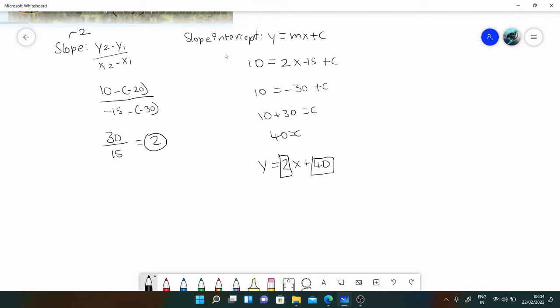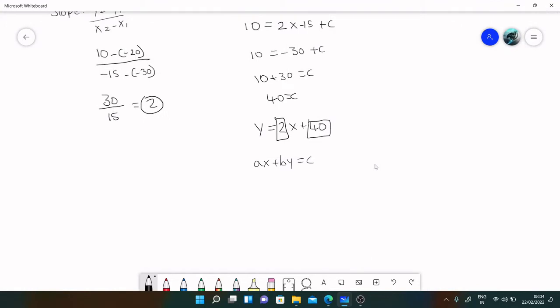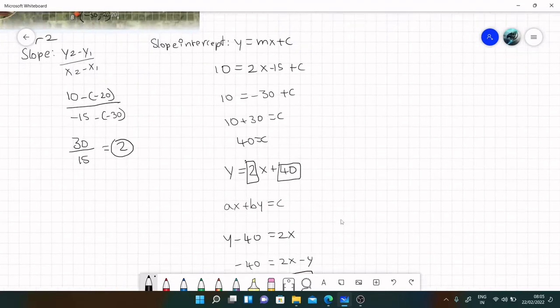Let us convert this to the standard form. A standard form is ax plus by equals c, right? So let us take 40 to this side. Y minus 40 equals 2x. So minus 40 equals 2x minus y. So 2x minus y equals minus 40. Simple. We got it in a standard form.